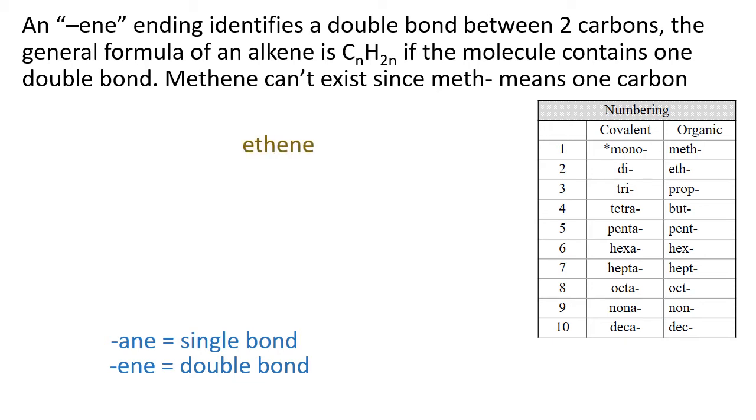So if I look at ethene, eth means 2 carbons. So I'll draw 2 carbons. And ene means double bond. So I'll put in a double bond. Now the first carbon is already making 2 bonds, so I will give it 2 hydrogens. And the second carbon is also making 2 bonds, so it needs 2 hydrogens. And that is the formula for ethene.